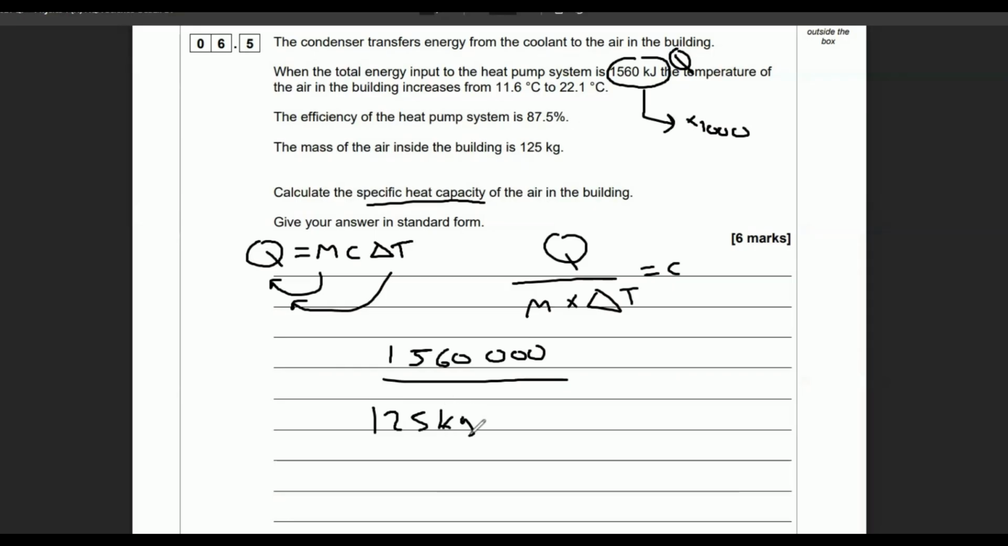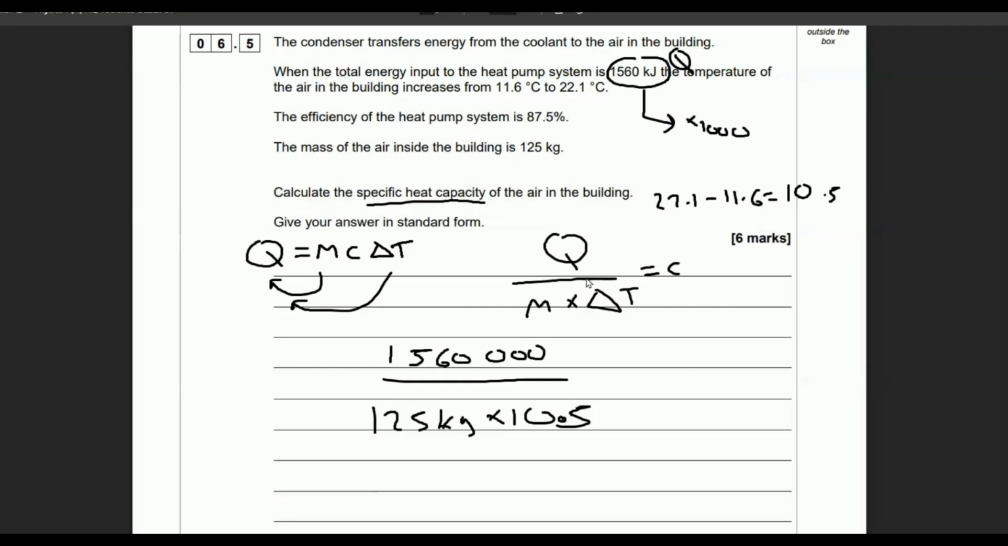And the temperature change, what is the temp change? Delta T is going to be 22.1 minus 11.6. That is going to equal 10.5. And so the temperature change is 10.5. That seems still too simple. Let me see. I'm missing something. Hold on, folks. That looks a bit strange, that 10.5.